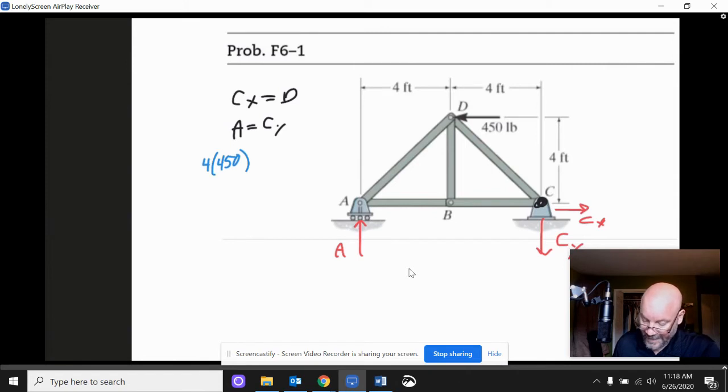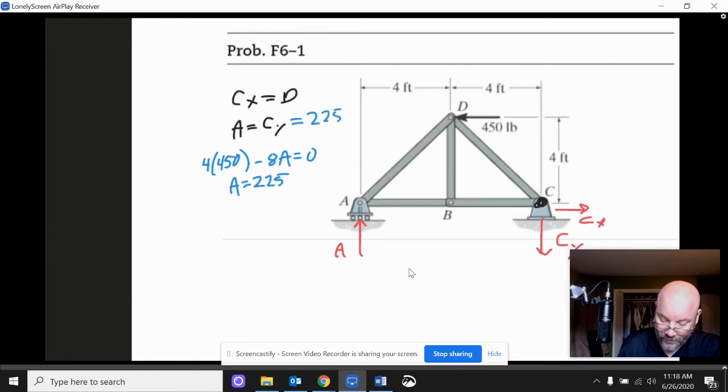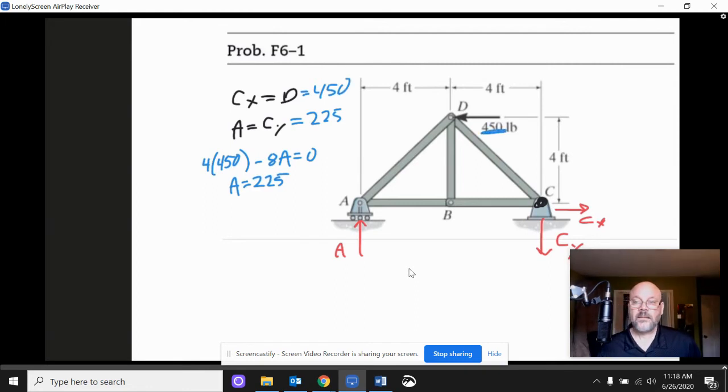And then my negative moment, I got nothing from CX or CY, so I only have A to deal with, and A is out there a distance of 8. It's negative, so I got minus 8A is equal to 0, and so we see then that A is going to be 225. Since A is 225, then CY is 225, and CX, by the way, is 450 because it's the same thing as this guy right here. So far so good. We've got all of our external forces.